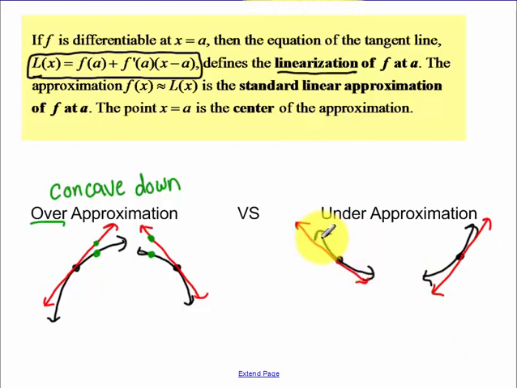Now, this point up here, I'm trying to approximate that. The actual y value of my tangent line is below. It's an under approximation. Here, I'm trying to approximate this value. My actual value is greater, so my tangent line is an under approximation. It is less than what the actual value is, and this is when I am concave up. So over approximation, under approximation deals with concavity. That is super important for you to remember.